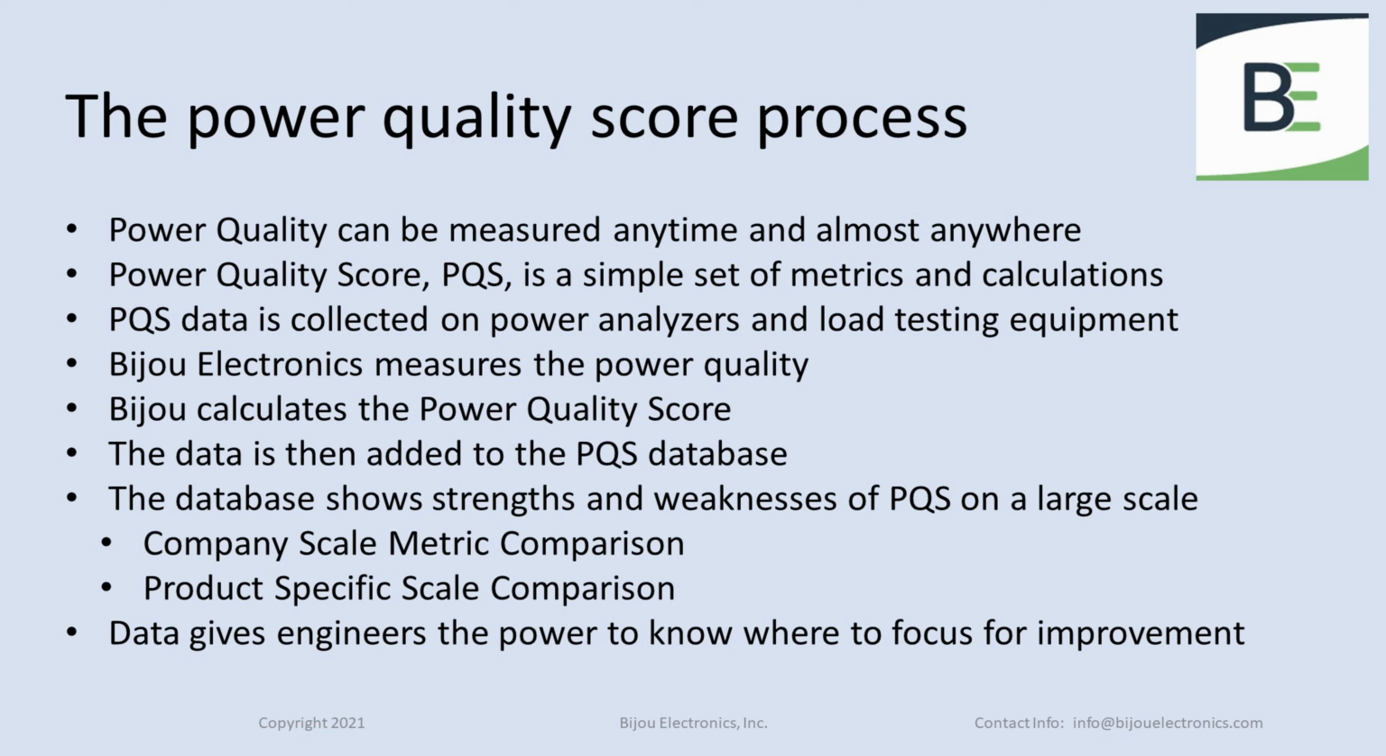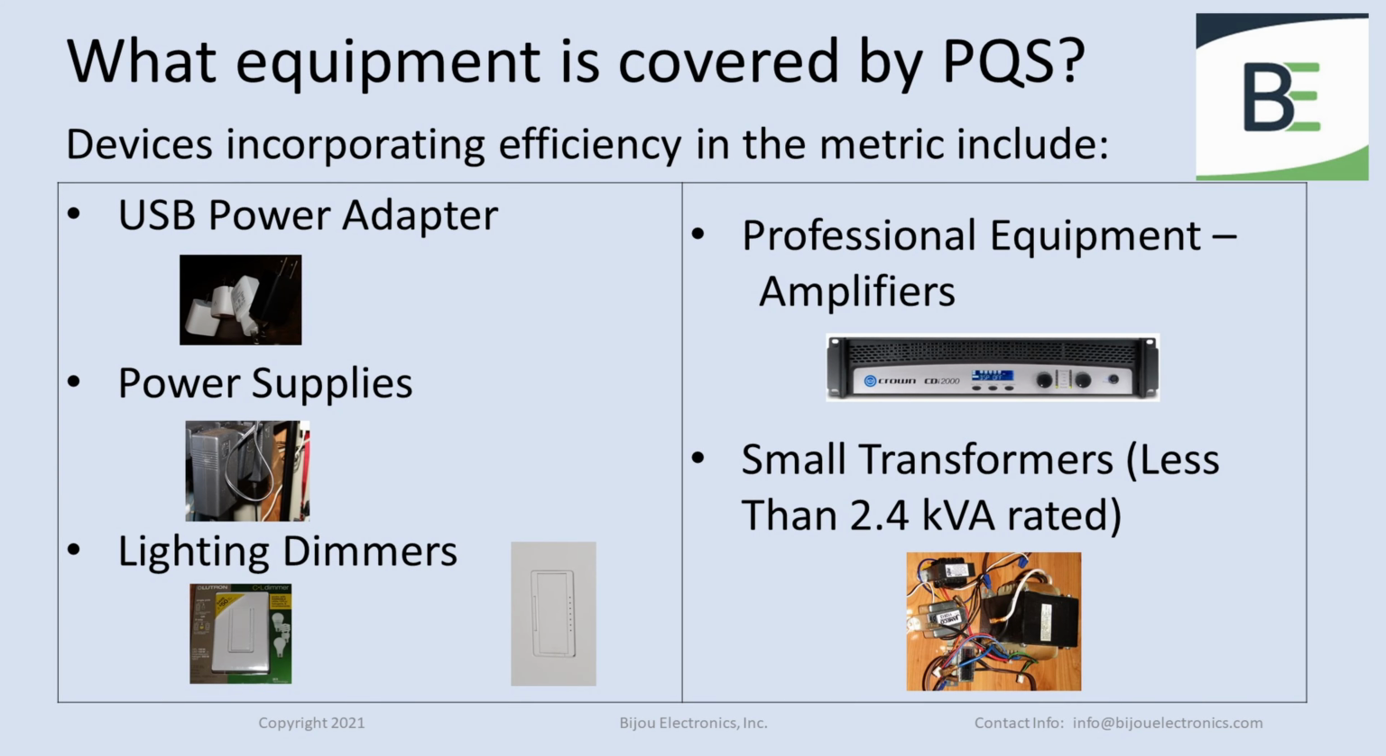I know this is a lot of numbers, but this data listed in the database gives the industry and consumers an idea of how the product performs under many possible conditions. This data can be used to calculate industry scale and product-specific scale metrics to help people identify weaknesses. Finally, this gives engineers the ability to focus on specific parts of the power quality to know how to improve the product for the future.